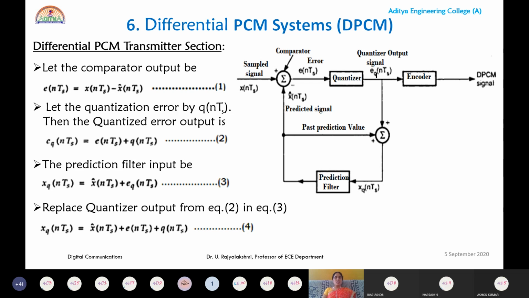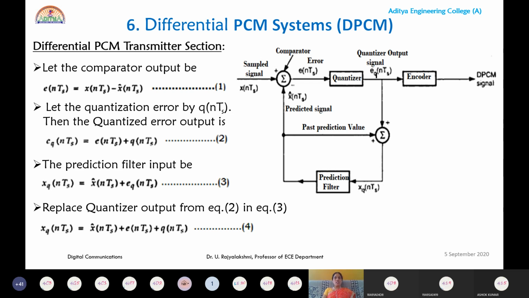Now the prediction filter generates the output equal to X cap of NTS. So what is the importance of the prediction filter here? The prediction filter stores the past sample data. Okay. Now let us take that equation as 3.